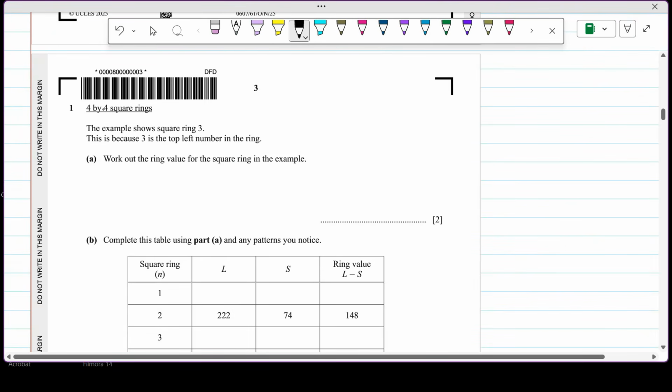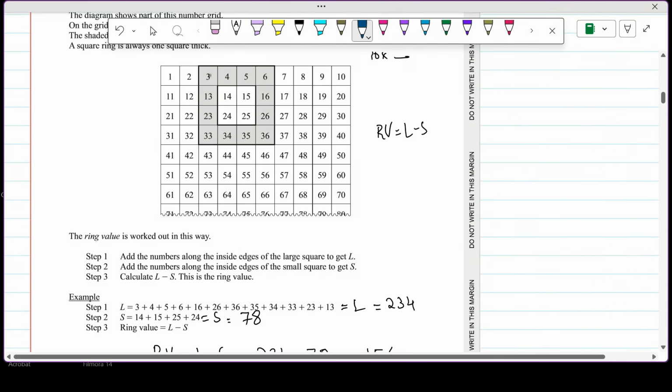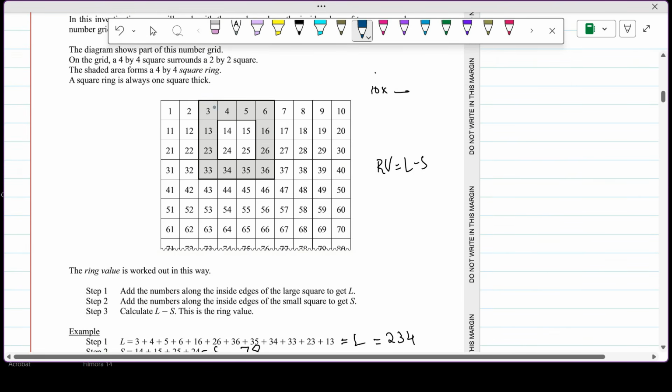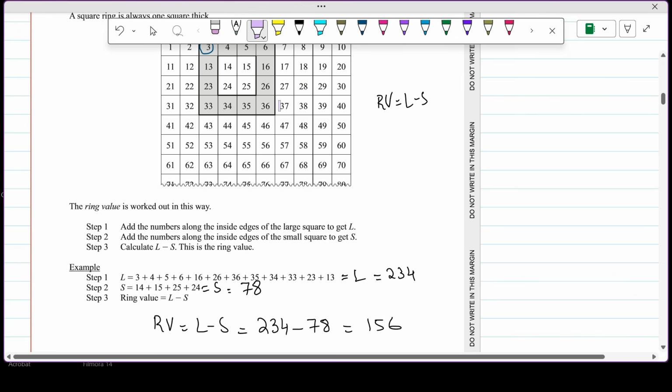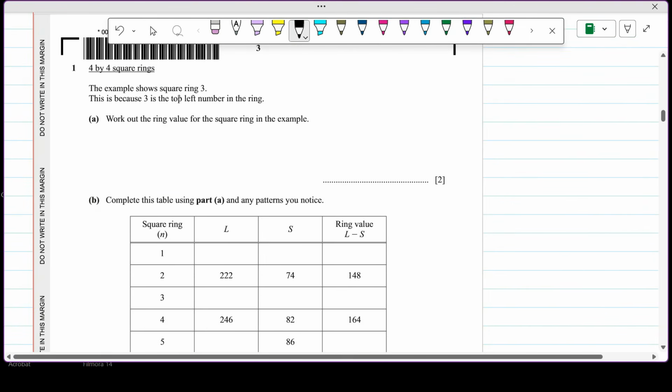Now Part 1, 4x4 square ring. The example shows square ring 3, because 3 is the top left number in the ring. This is square ring 3 for the 4x4 square because the top left number is 3. Similarly, if we take this square, we will call it square ring 37, because 37 is the number in the top left corner of this square.